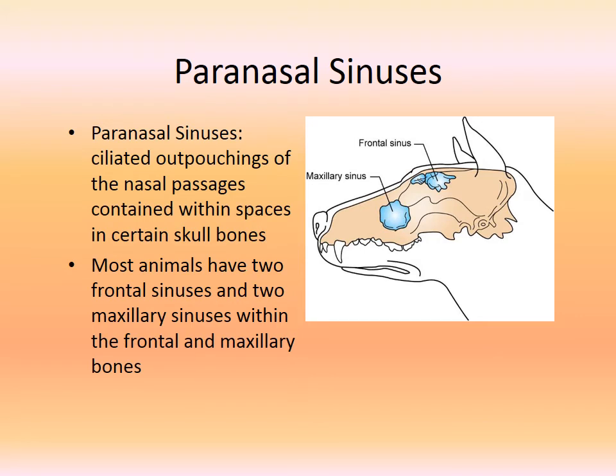So you also have to keep in mind the sinuses that you have within your nasal passage. Our patients will have paranasal sinuses. They're ciliated outpouchings of the nasal passage contained within spaces in certain skull bones. And most animals have two frontal sinuses and two maxillary sinuses within the frontal and maxillary bone. And this picture will show you those sinuses there. So when you get a sinus cold and it gets all plugged up with mucus, that's what's actually getting filled with mucus, these hollow areas, these sinuses.